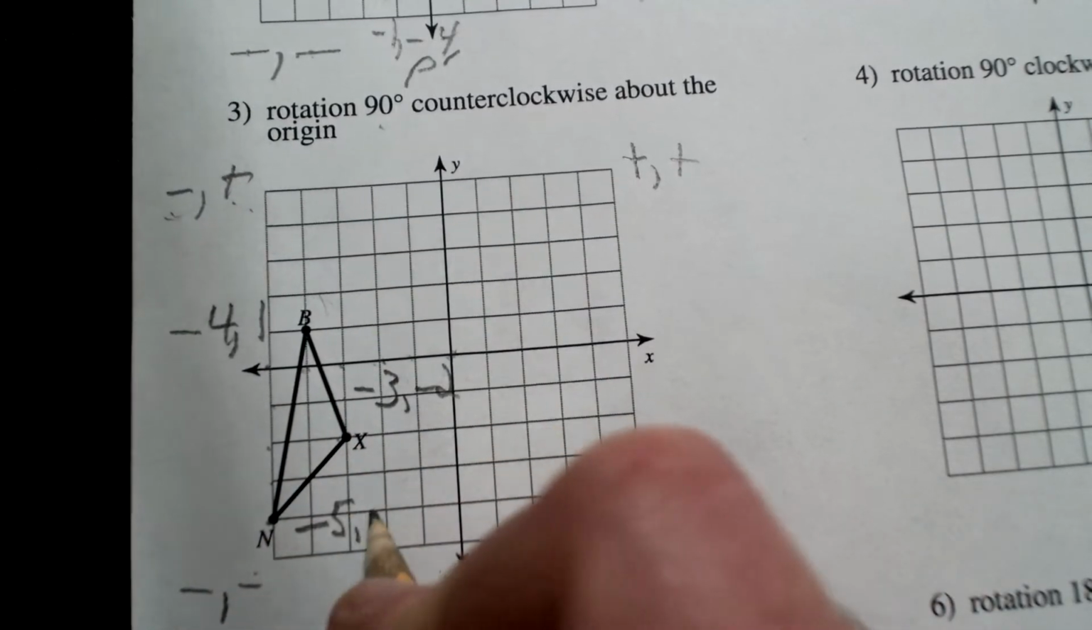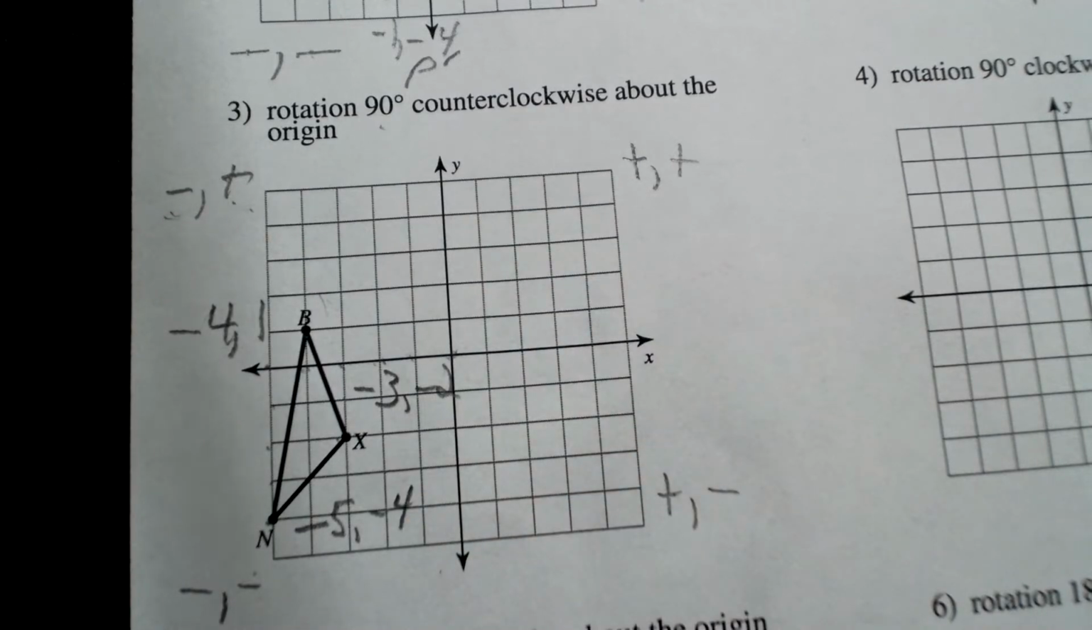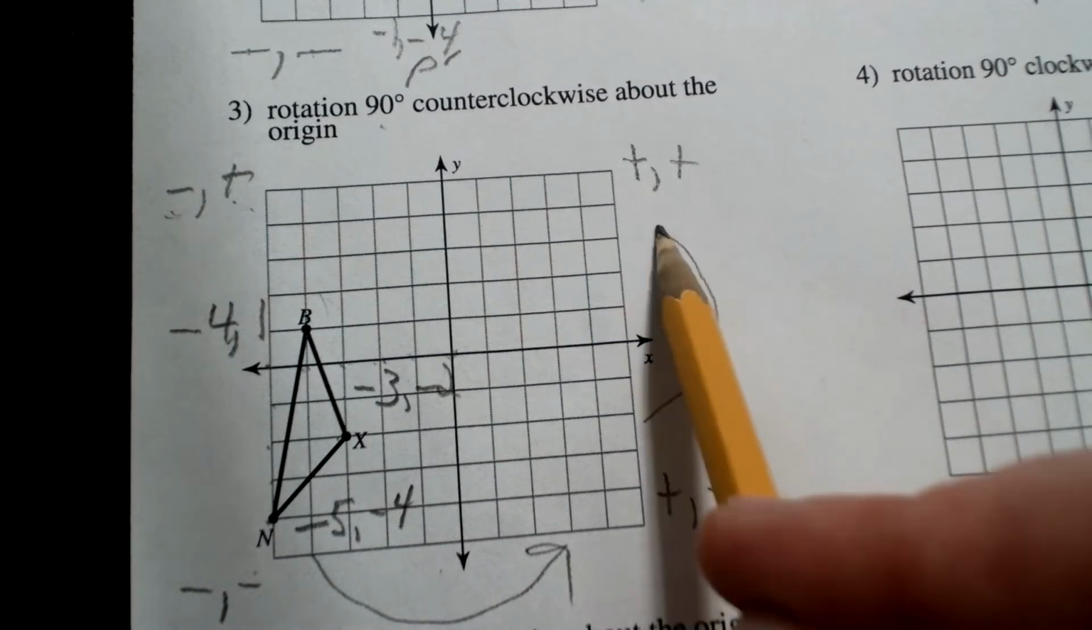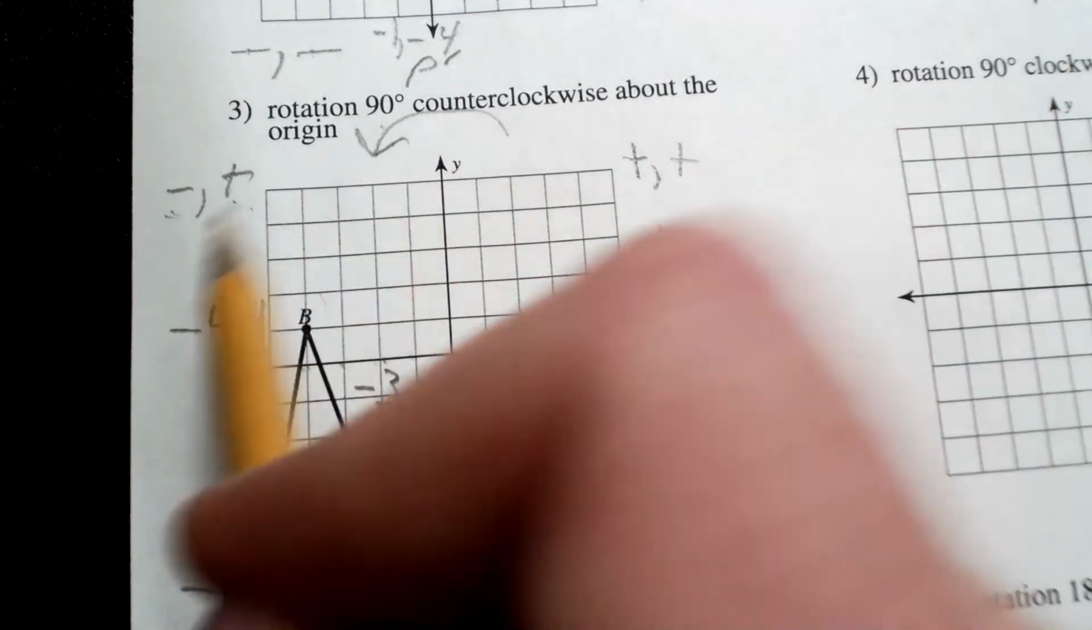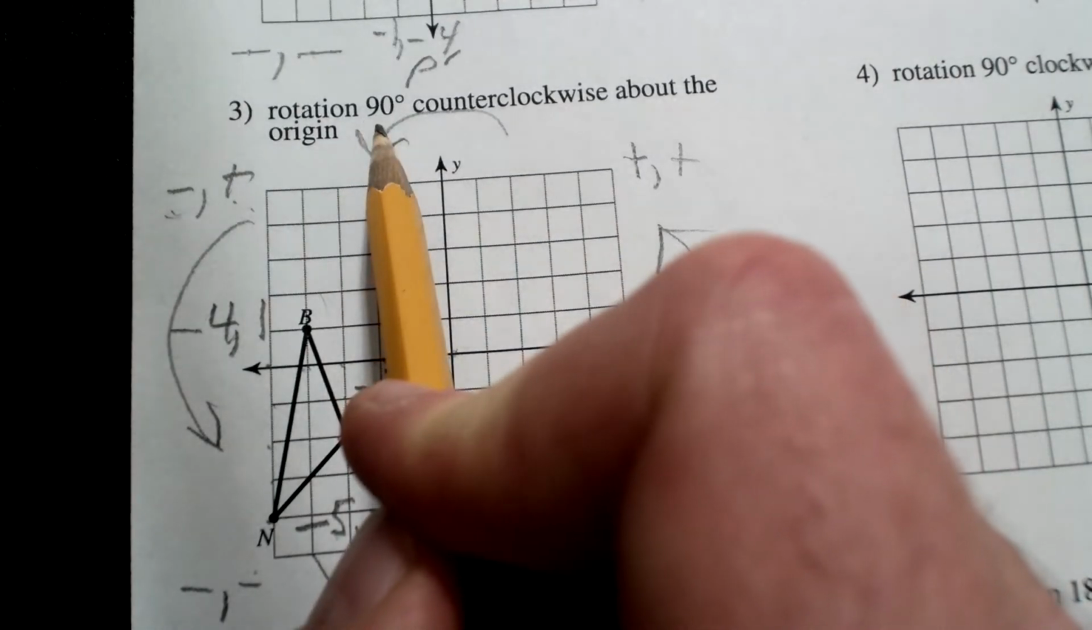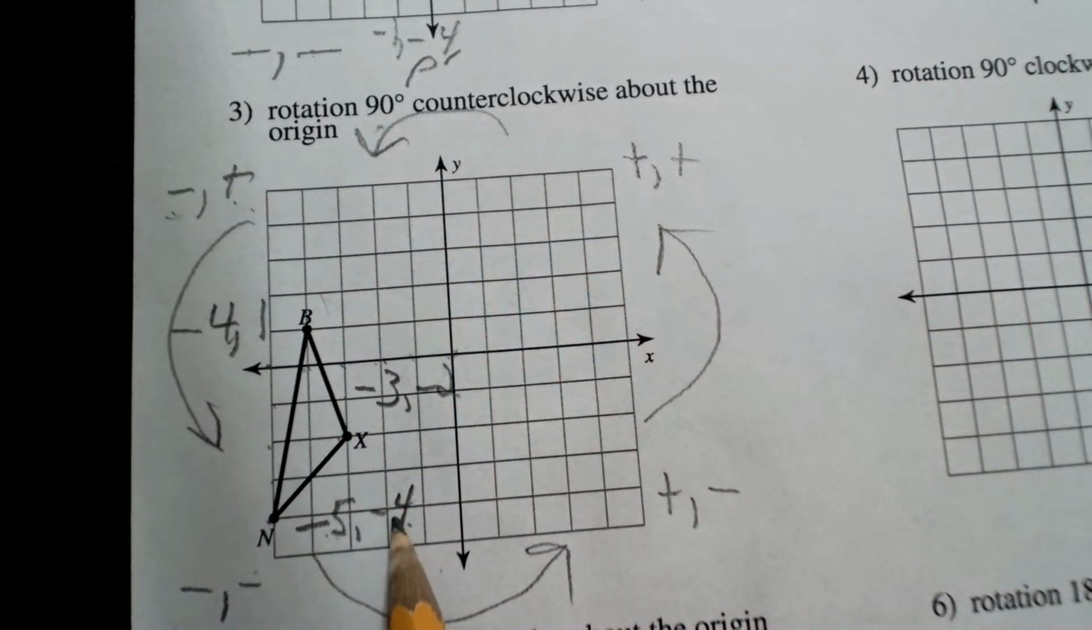Negative 5, negative 4. Now what happens on this one is, I'm going to go counterclockwise. So counterclockwise is in this direction here, like that. So everything just goes in this direction. Clockwise would go in the other direction. So what's going to happen is I'm going to switch these two. So in 90 degrees, you switch the two numbers.